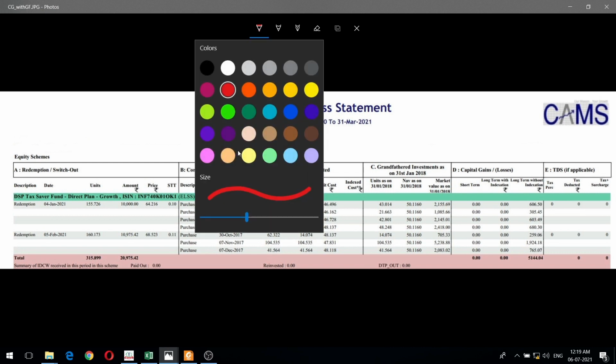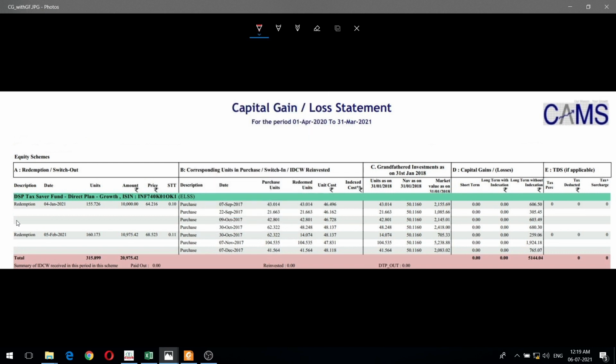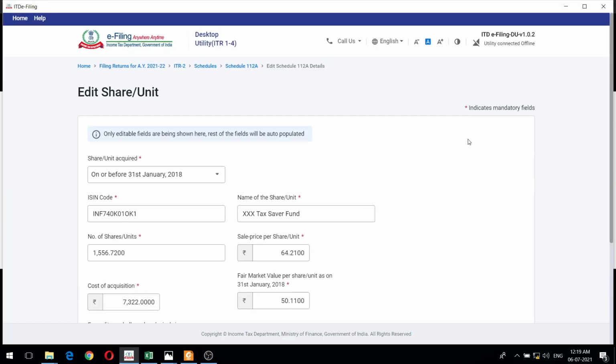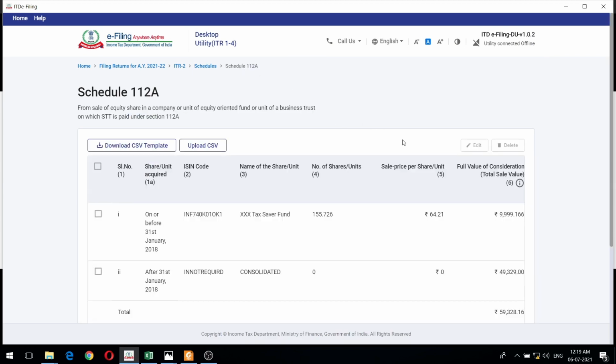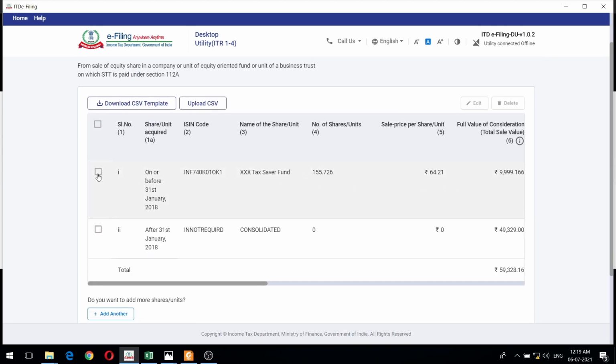Let me explain. You have made two redemptions here, one is this, one is this. That means you have to make two entries. Now I'll be making an entry of the first one, right? So for the first one, let's go here. I have clicked on the edit section. Let me come back here once again. Okay, this is the first one.